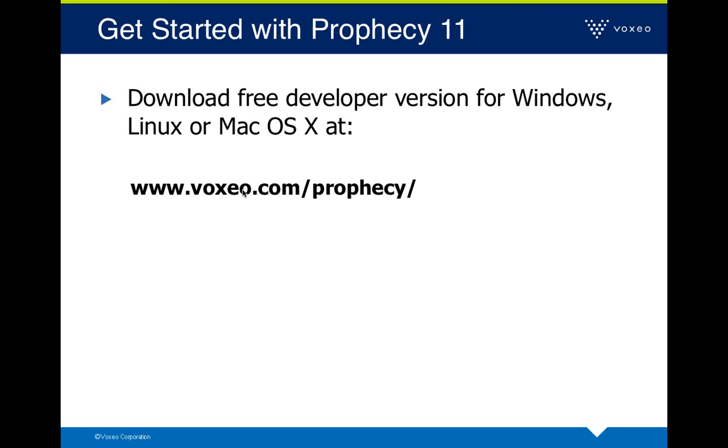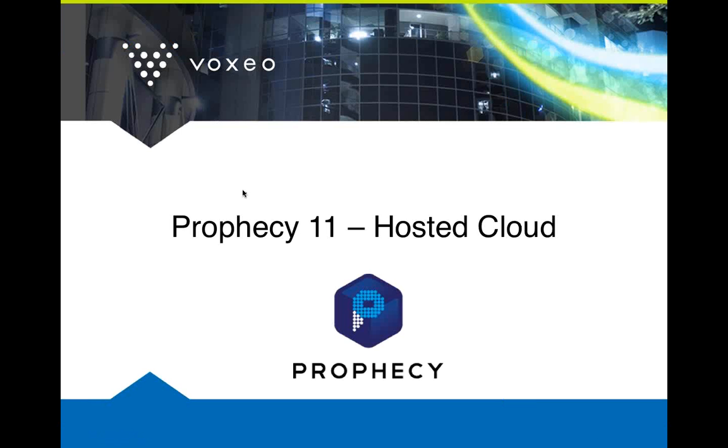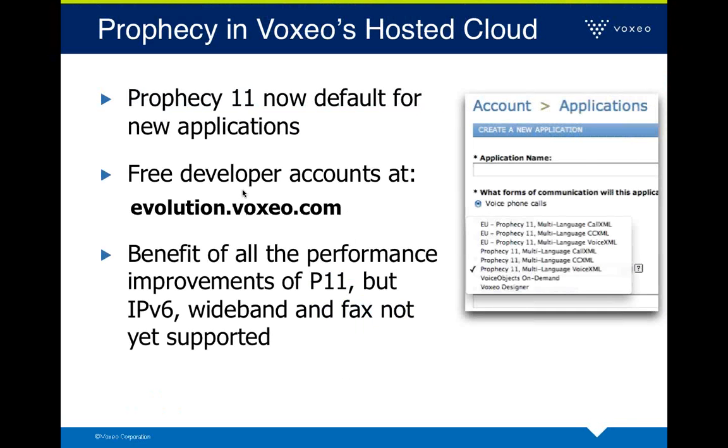You can download a version, as I said before, at voxeo.com/prophecy. I'll mention one other piece too. We did roll out Prophecy 11 into our hosted environment. So if you go to evolution.voxeo.com and start building apps right now, which you can do, it's free to set up an account, free inbound and outbound calling, free ability to go and do it. It does use Prophecy 11 by default.